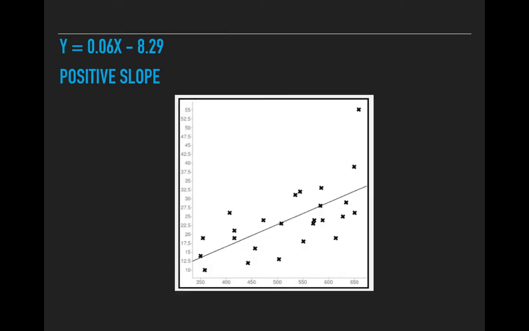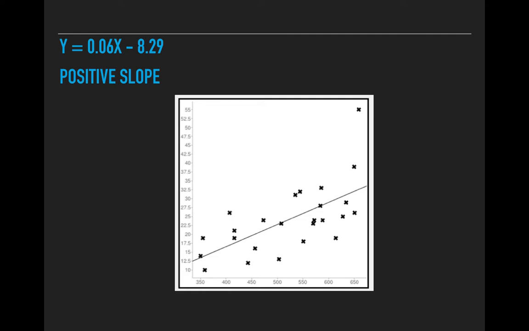When I plugged my information into the linear regression website, I got the scatter plot that is shown here, and the equation for the line of best fit was y = 0.06x - 8.29. My slope, which is 0.06, is a positive slope, so that means that as the number of passes goes up, so does the number of touchdowns.